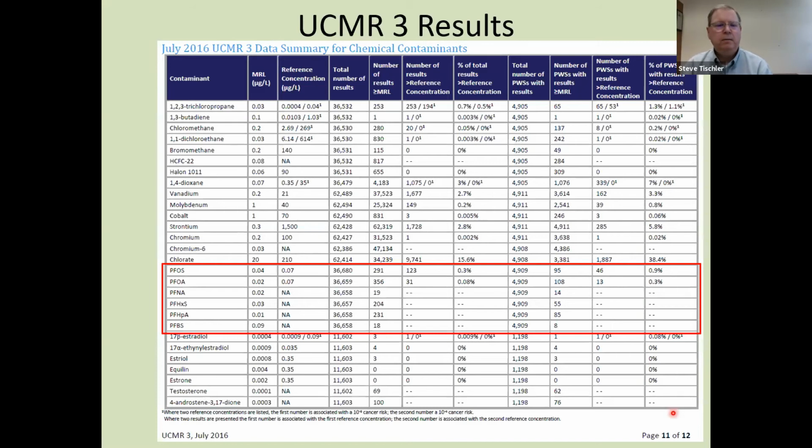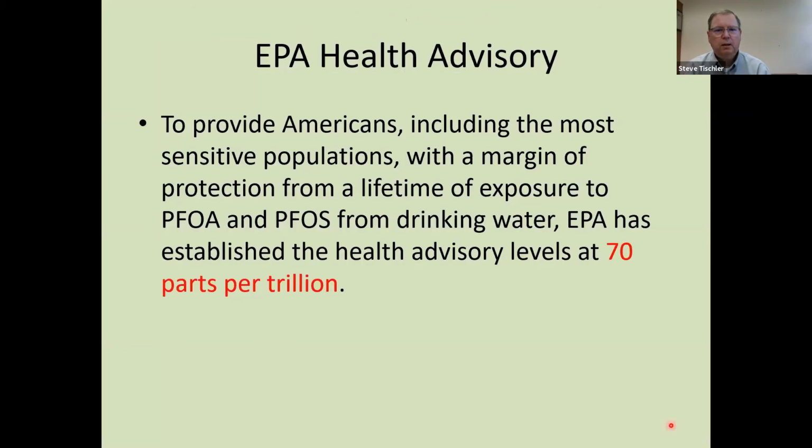They did find these chemicals in public water systems. They didn't find them in a tremendous number of them, but they did find them at very low levels, in the sub-part per trillion to part per trillion level. So having found them in the UCMR 3, they have pressed on from a regulatory perspective.